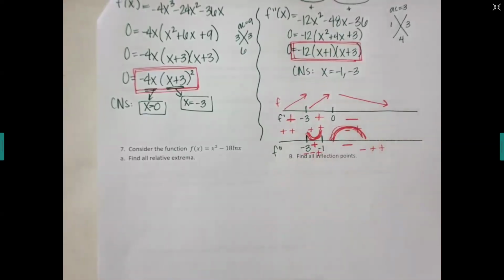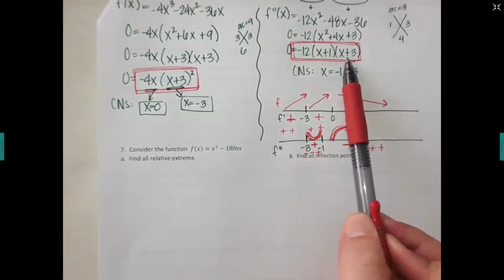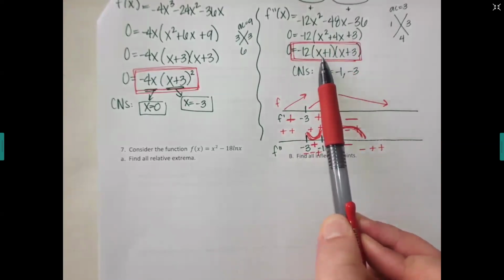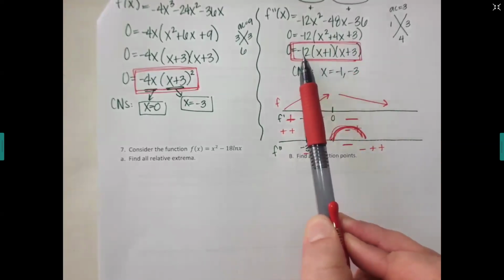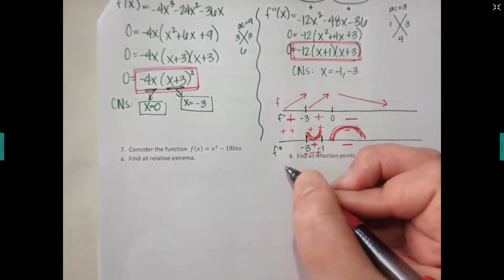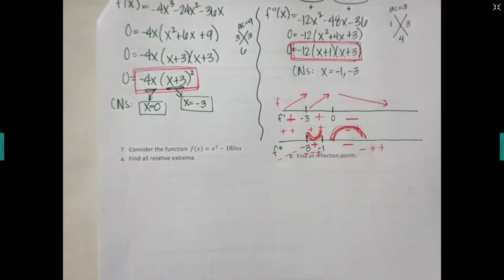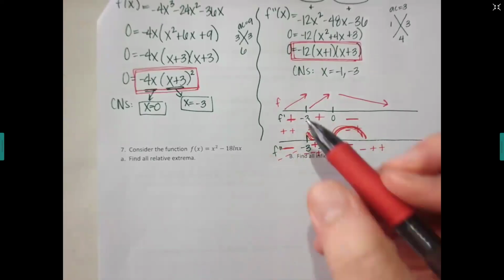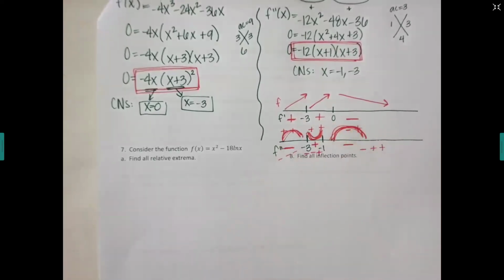Okay, then last little section, less than negative 3. Say I pick negative 4. Negative 4 plus 3 is negative, negative 4 plus 1 is negative, and the 12 is also negative. So if I have minus, minus, minus, 2 of them can cancel each other out, but that third one is going to stick around to give me overall minus, which means concave down.